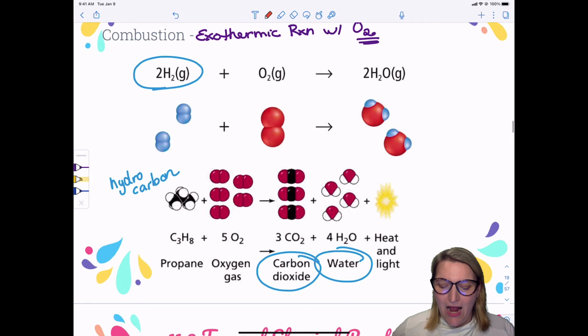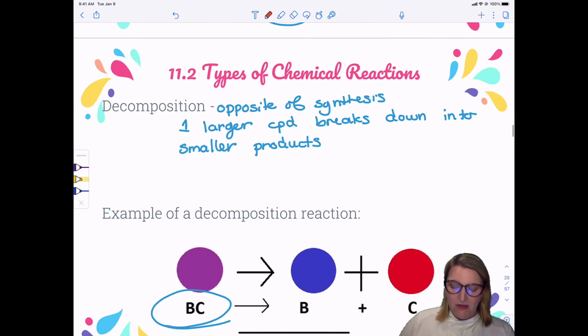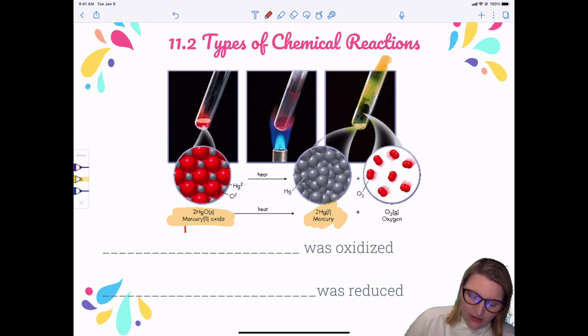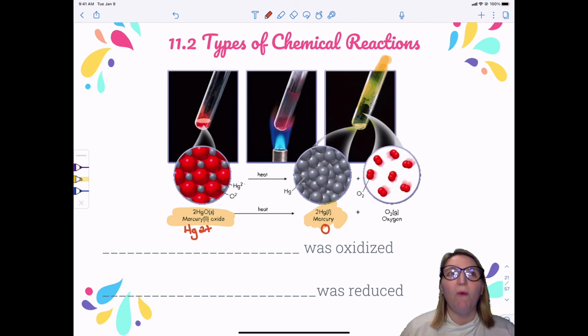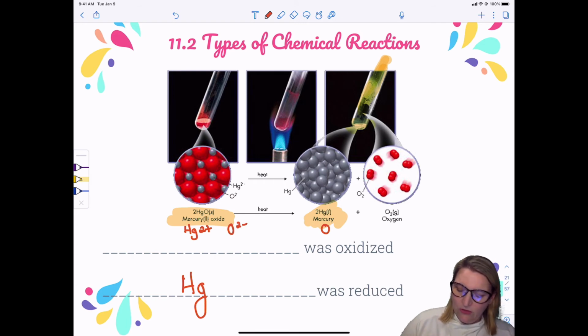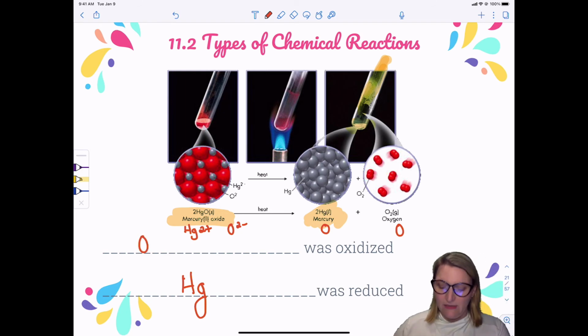The combustion reactions are sometimes hard to figure out, so we're going to skip over those. Let's look at this example. This is a decomposition reaction, right? In mercury 2 oxide, mercury starts out as a 2 plus ion and then winds up being neutral. Well, how do you go from being positive to neutral? You have to gain electrons. So if you gain electrons, reduction is gain. We would say that the mercury was reduced, and the oxygen goes from being 2 minus to 0, so it must have lost electrons. So oxygen was oxidized.